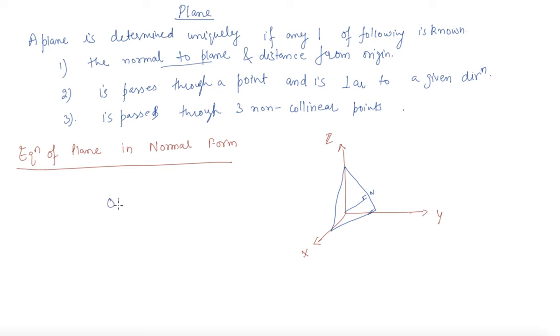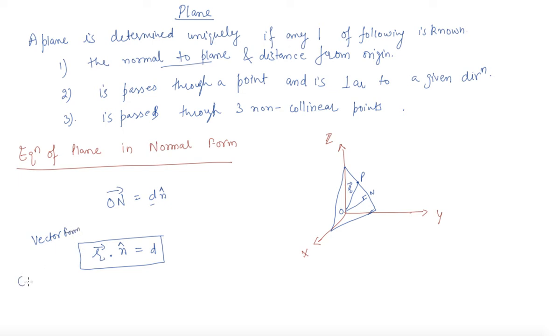So I can write ON as dn, where d is the distance from the origin and n is the unit vector. Okay, and let r be a position vector of any point on the plane. So the equation of the plane will be given by r dot n is equals to d. So this is the equation of the plane in normal form. Okay, so this is vector form, student.